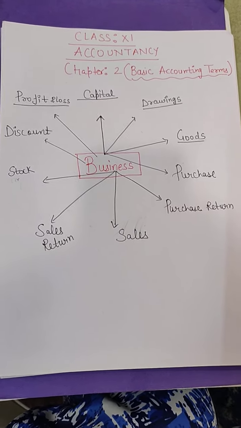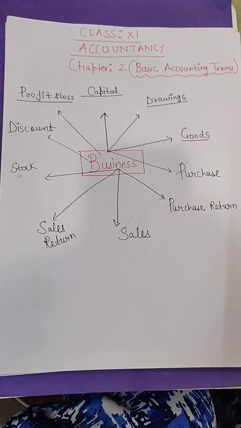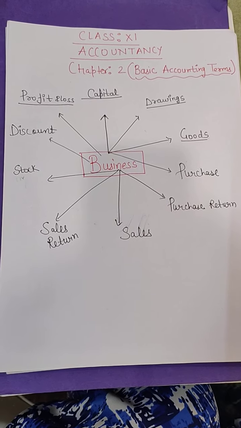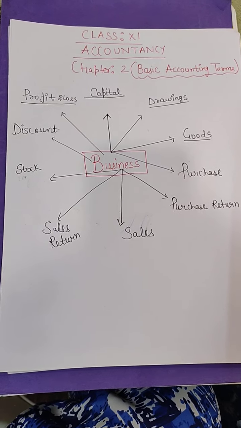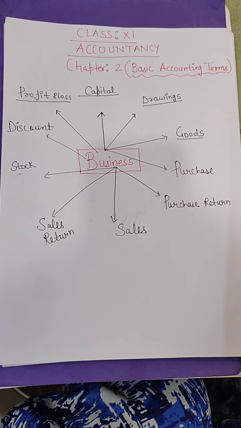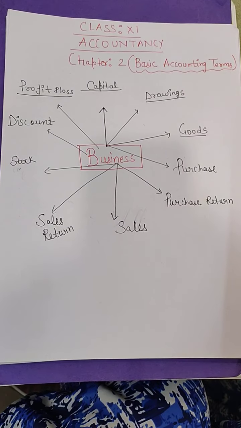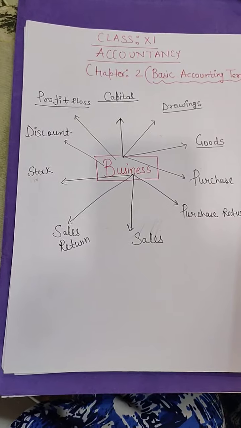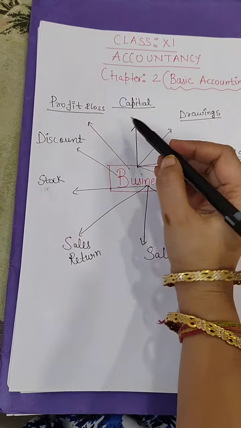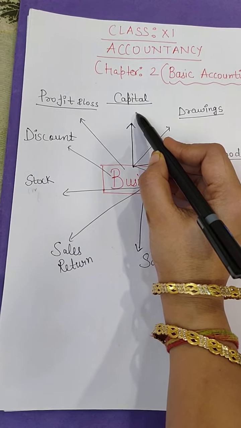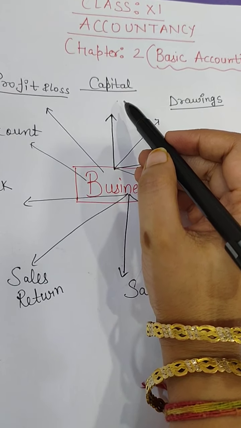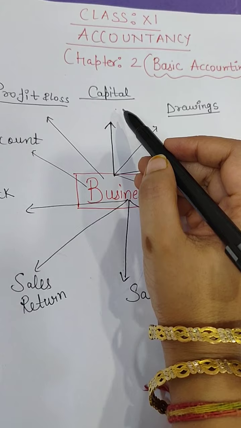Before starting the accounting treatment and accounting procedure, the journal and ledger which I explained to you in chapter 1, we should know some basic terms which we will use in the procedure of accounting. Fine. So first we will start with capital, because without capital no one can start a business.